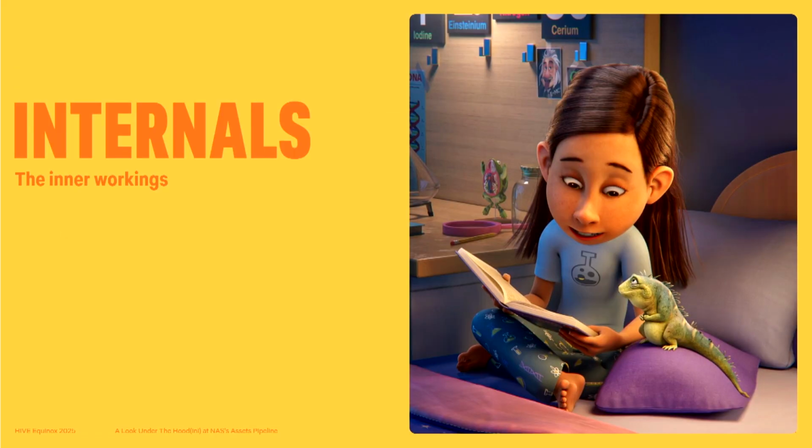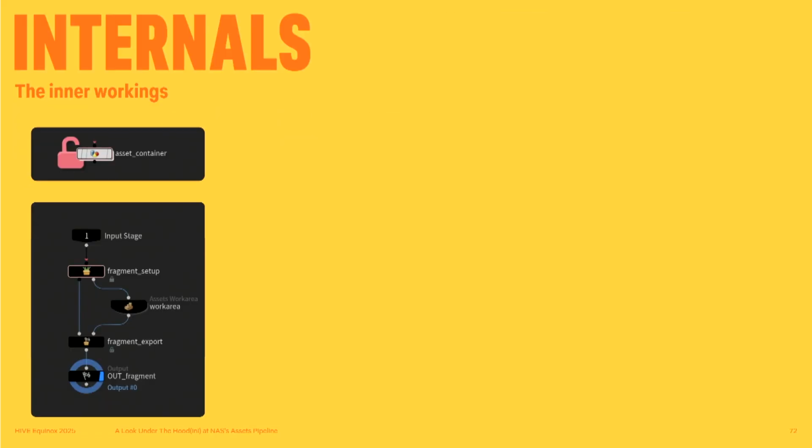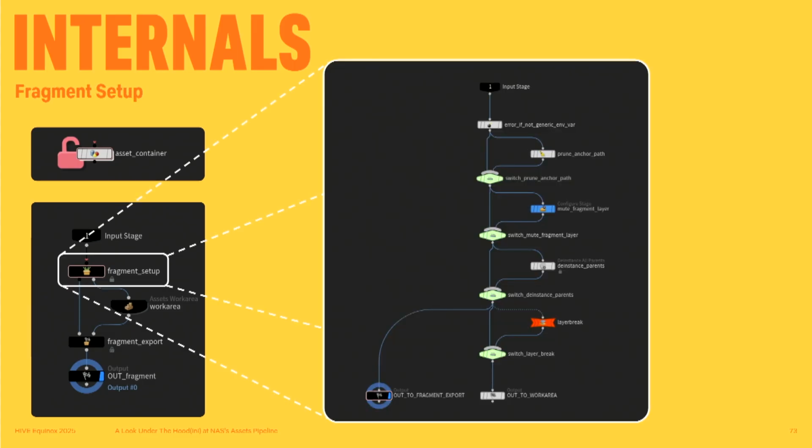Let's look at some internals of the asset container. If we break it open, we can jump inside. And it's a really, really simple premise. We want to set up the fragment to be worked on, allow artists to do their work, and then deal with the export and check-in of the files. We'll dig deeper. When we look at what happens inside this fragment setup step, we see the incoming state being split into two streams. The left one is going to the fragment export, and the right one is going to the user work area. I've highlighted nodes of particular interest.